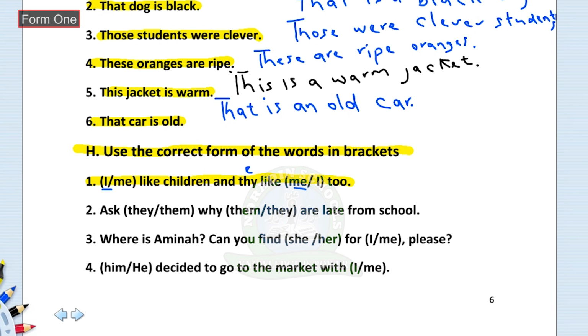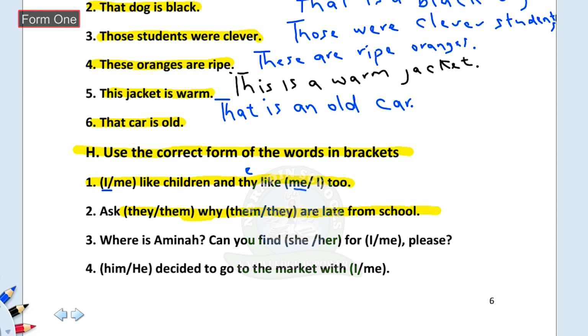Two, ask them why they are late from school. You have to choose between they and them. So it should be ask them why they are late.